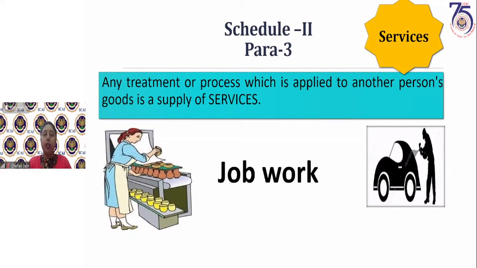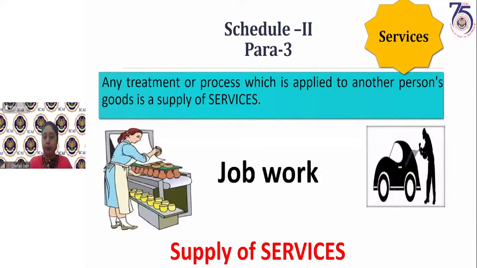I am carrying out a process on some goods which belong to some other person, and the process which I am conducting is a service. That will be a supply of service. If I have the cloth of a person and I have to dye it into different colors, or print different designs on that particular cloth, that is a job work which that person is carrying out on the manufacturer's goods, and that will be a supply of service as per Schedule 2.